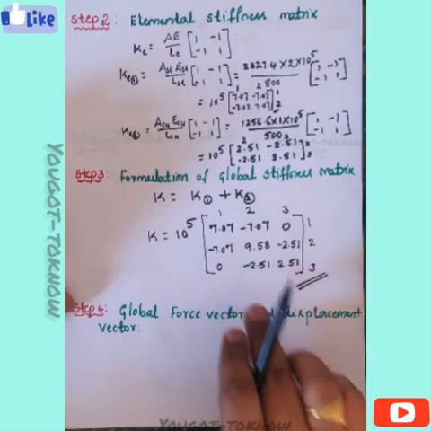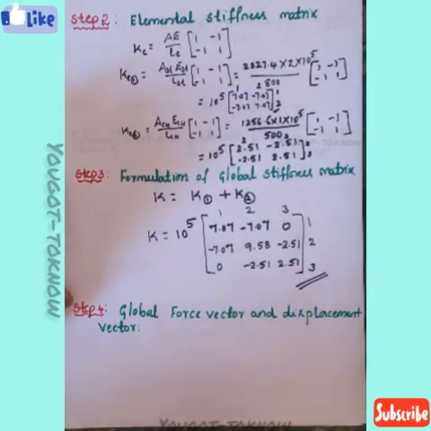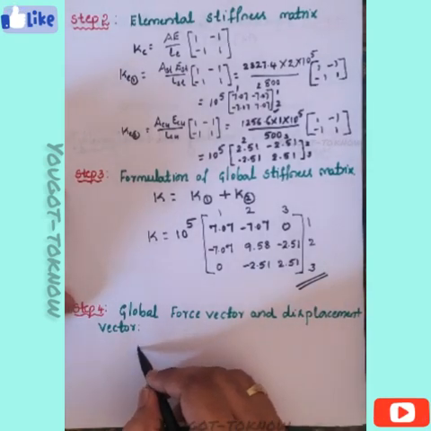Now this is called the formulation of the global stiffness matrix. Once you have formulated the global stiffness matrix, the next concept is the global force vector. Now how to calculate the global force vector and displacement vector? First we will finish the displacement vector.